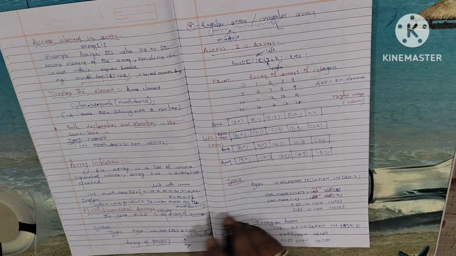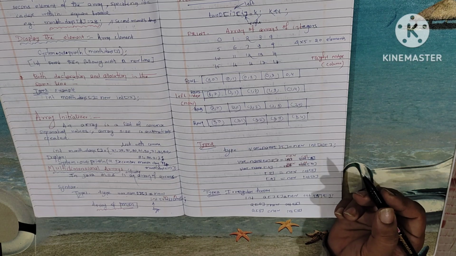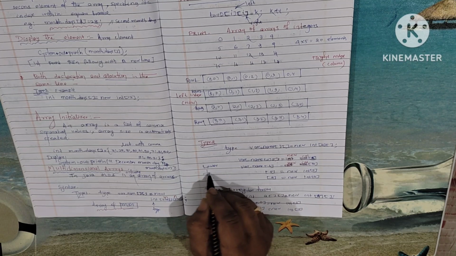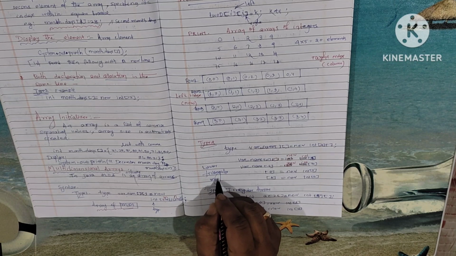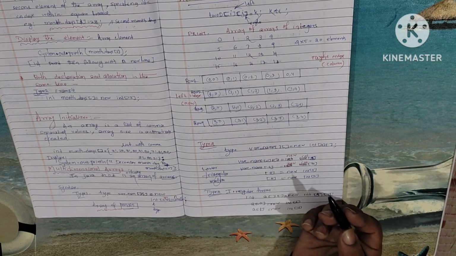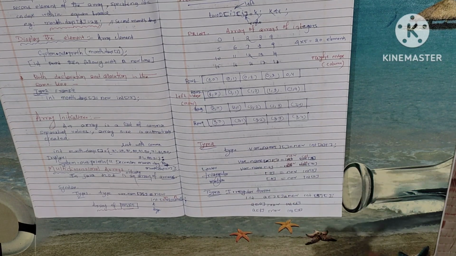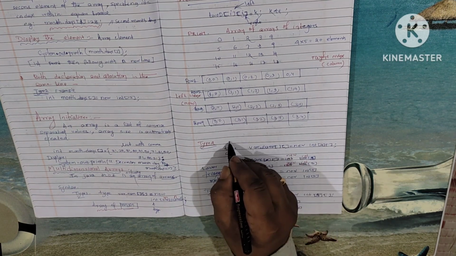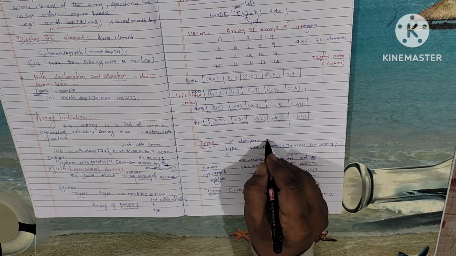Now let us come to type 2. Here we can create a lower triangular matrix. How will we do that? Array name, and remember to keep it blank here. First of all, create or declare a 2D array.